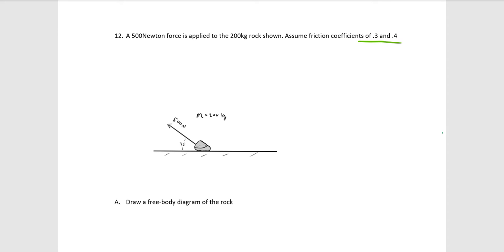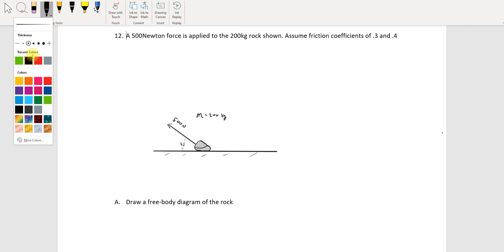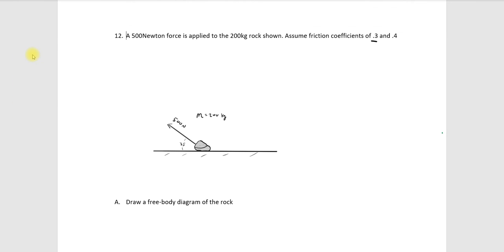So what are these things about? Hopefully you've seen my videos, or anybody else's I guess, on frictional forces. And these are what are referred to as frictional coefficients. They are numbers that are a reflection of the material that you're dealing with, in this case, rock against ground or earth. Let's talk about what they mean.